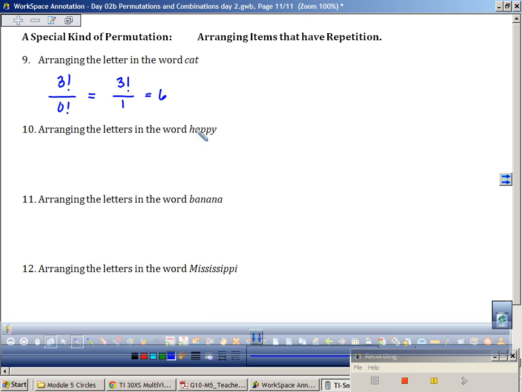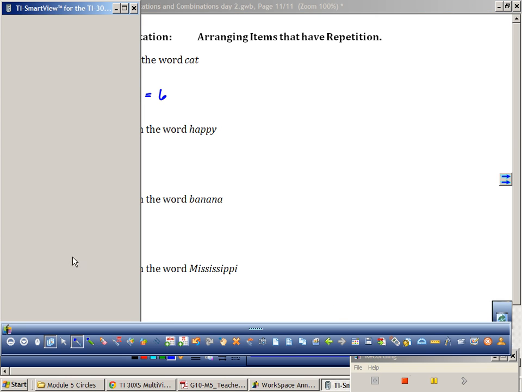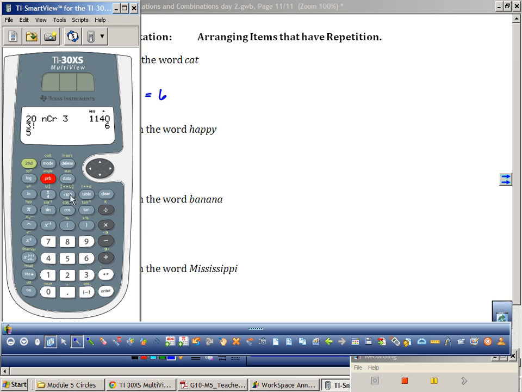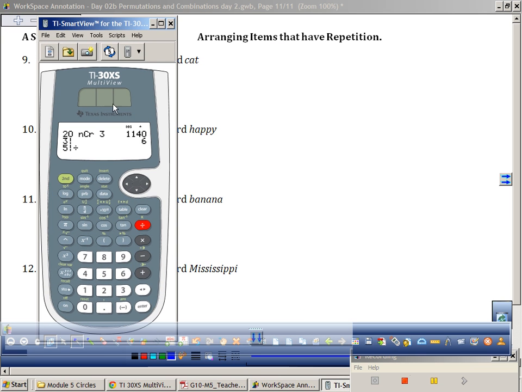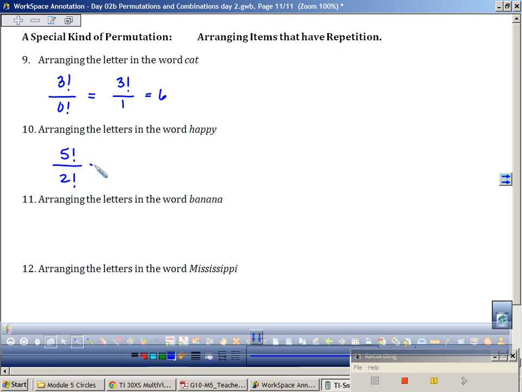Arranging the letters in the word happy. Okay, 1, 2, 3, 4, 5 letters in the word happy over 2 factorial. I've got 2 P's that I have to account for here. Okay, practice that one in my calculator. 5 factorial divided by 2 factorial. Enter. I got it. See?